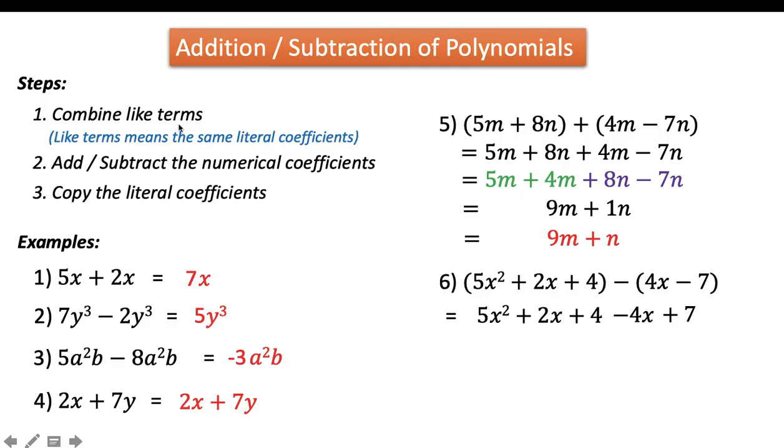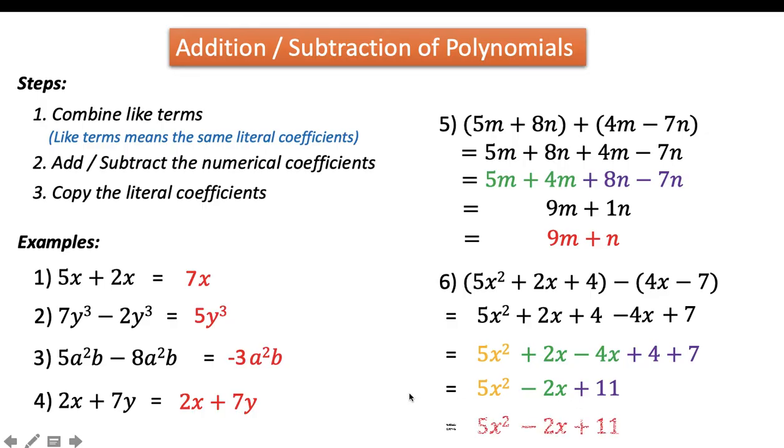And we are now ready to combine like terms. Let's go. Since 5x squared is alone, there is no other x squared here, so we can write down 5x squared. Then positive 2x can be combined with negative 4x because they are like terms. Then positive 4 and positive 7. Then proceed to step 2. We can write down 5x squared. Then positive 2 minus 4 is negative 2, right? Then copy the literal coefficient x. Then positive 4 plus 7 is positive 11. So our final answer is 5x squared minus 2x plus 11.